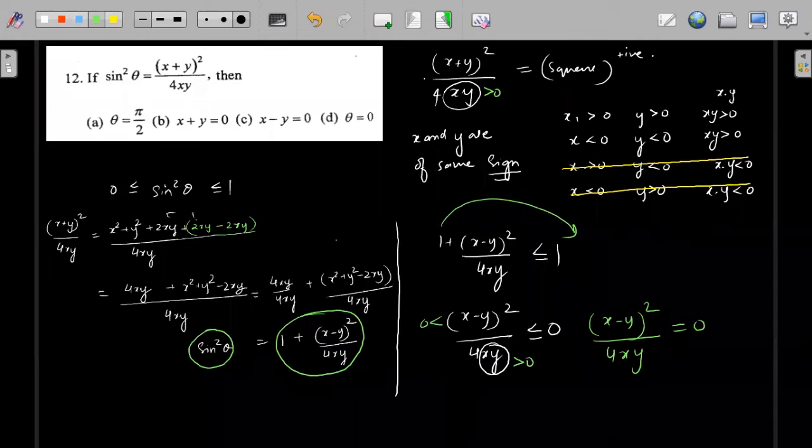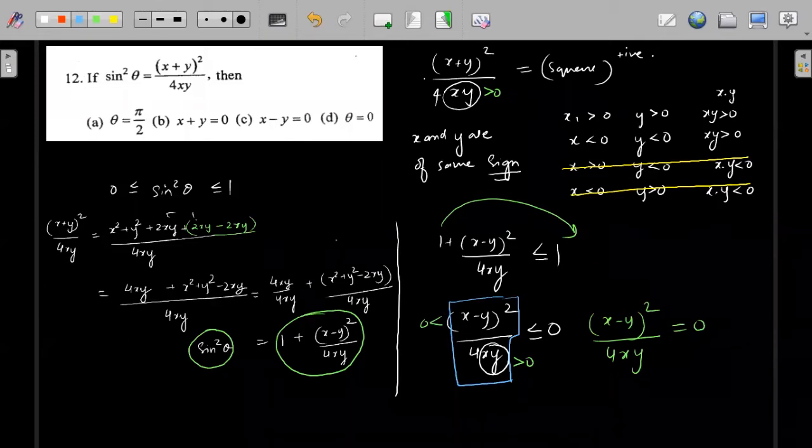I'm saying this part is less than or equal to 0, but this is always either 0 or positive. So that means this part can take only one value, which is equal to 0. Only then we can equate.